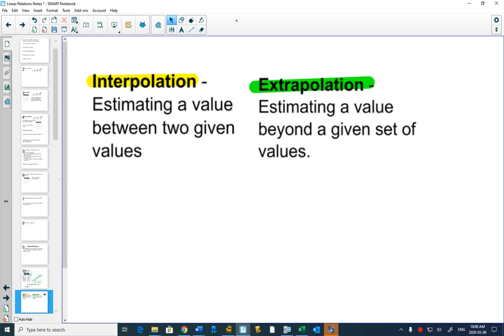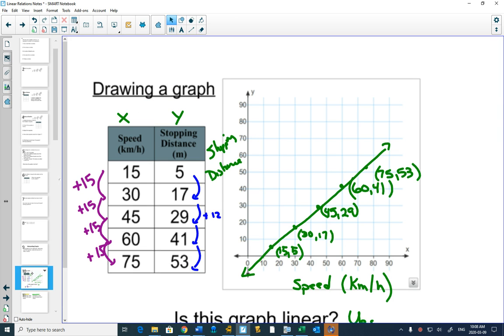Interpolation is estimating a value within your values, and extrapolation is estimating a value beyond your values. So in my example here, with speed and stopping distance, do you see that we had speeds between 15 and 75? So if someone said, well, what happens if you were going 50 kilometers an hour? How long would it take you to stop?